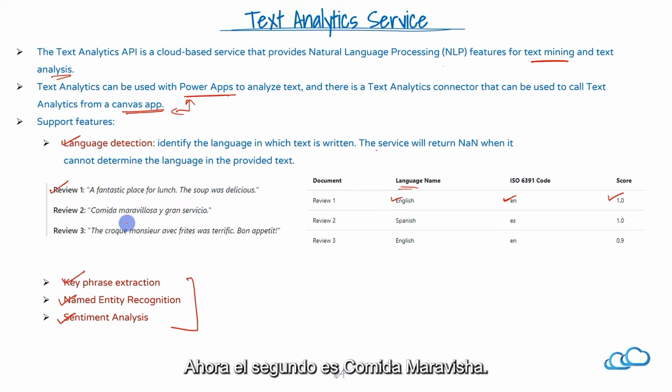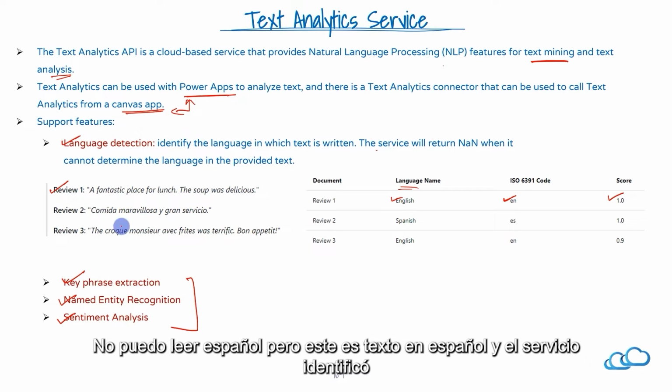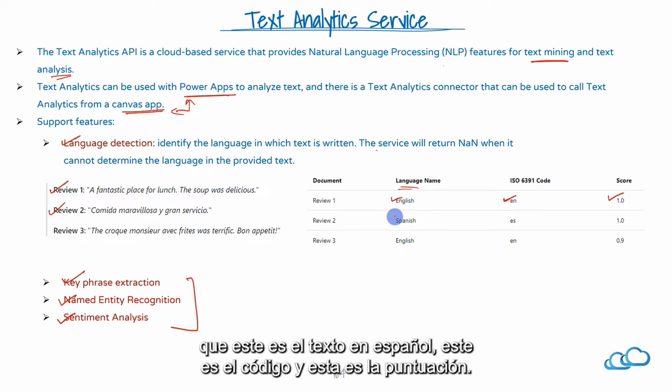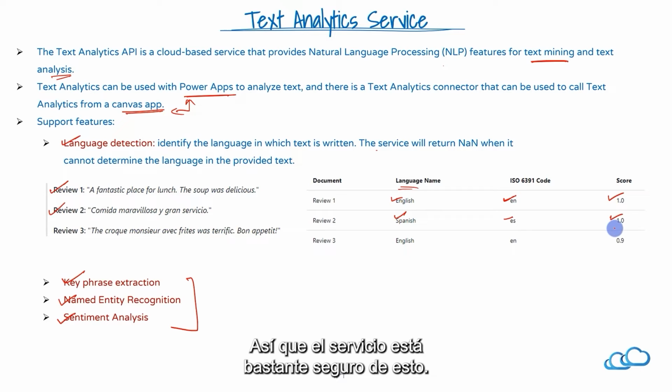Now, the second one is "comida, maravilla". I cannot read Spanish, but this is a Spanish text, and the service identified it as Spanish. This is the code, and this is the score. So the service is pretty confident about this.